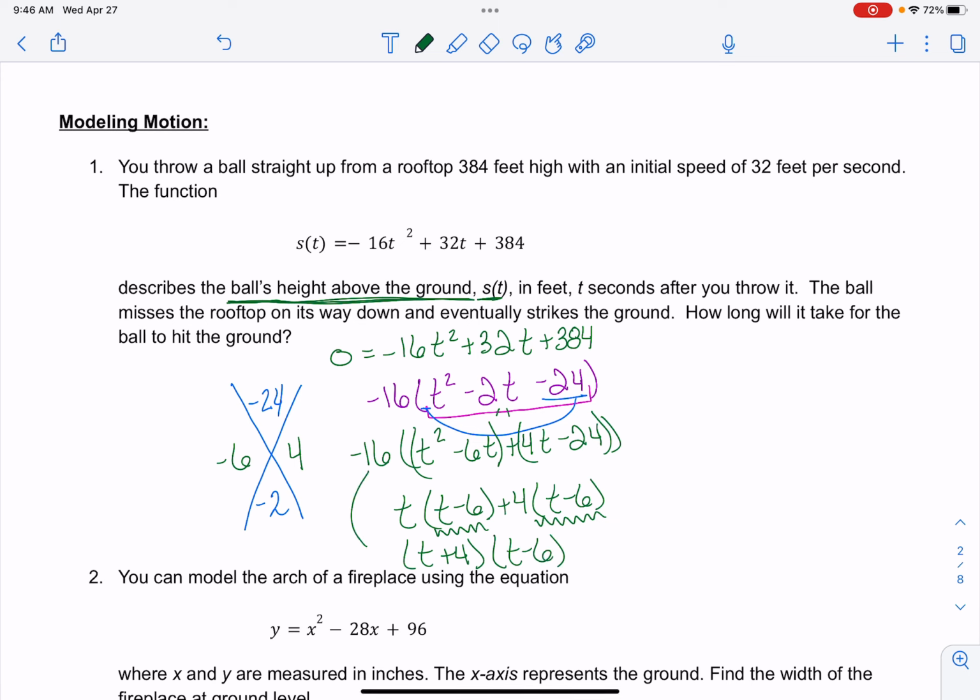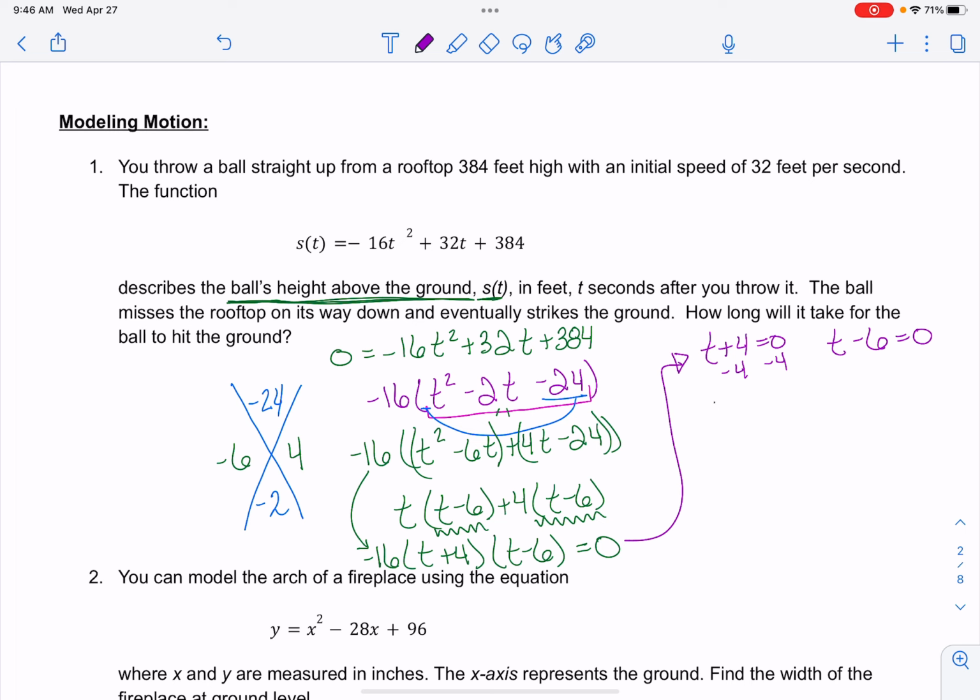Remember, this negative 16 just kind of comes down and hangs out in the front. So this is the factored form of this equation: negative 16 times t plus 4 times t minus 6. But we're still not done. We need to figure out how long it takes for the ball to hit the ground. So from here, we are setting t plus 4 equal to 0 and t minus 6 equal to 0.